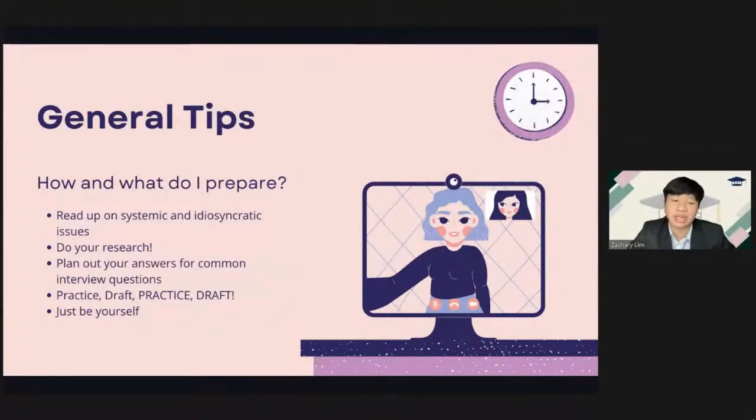So you can search online for what are the common interview questions that companies would ask in their job interviews. Because really, if you think about it, your scholarship interview is basically an interview for your job with that same company in the future. So you would just have to treat it like a job interview and practice common questions that will be asked in the job interview. The next one is to just practice, draft, and practice again and draft. This is for your answers to your interview questions.